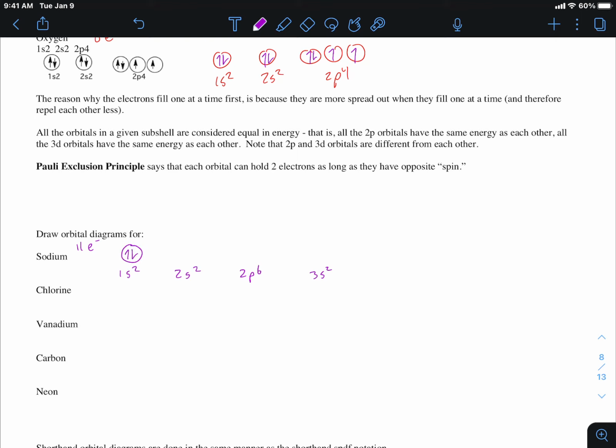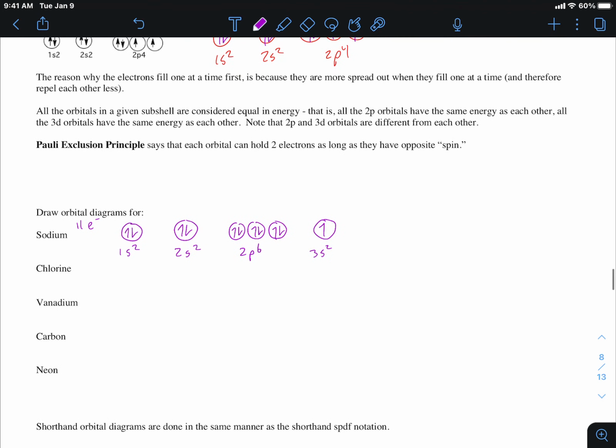1, 2. Second sublevel, 3, 4. Now we're in 2p. 5, 6, 7, 8, 9, 10. And 3s has 1 electron. That's the orbital diagram for sodium. Go ahead and pause the video and see if you can do the orbital diagram for chlorine.